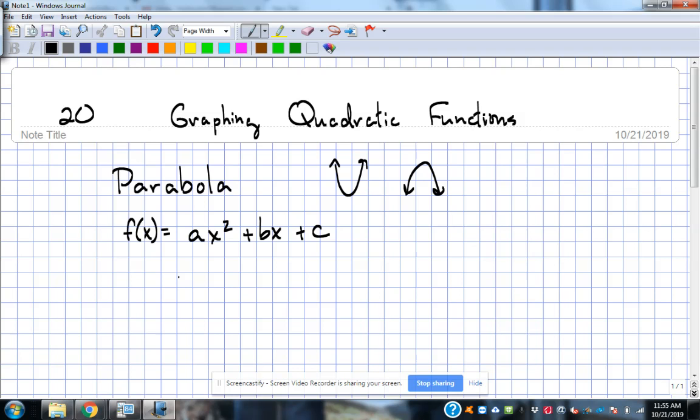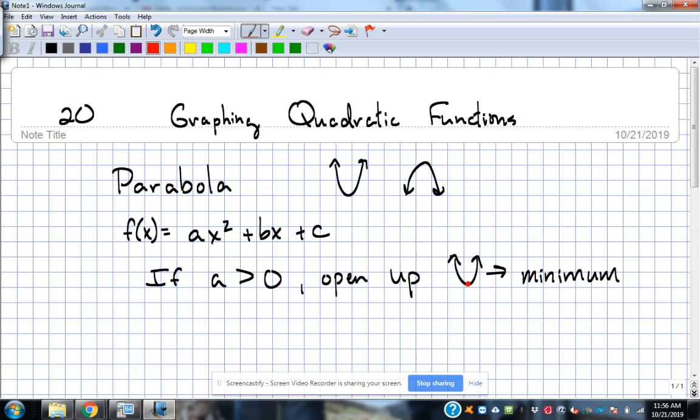Okay. If a is positive, that means it's greater than 0. It opens up. So it looks like that. And it has a minimum. Okay, the minimum is that lowest point in there. So if it opens up, it's got a lowest point at the vertex is what that's called.